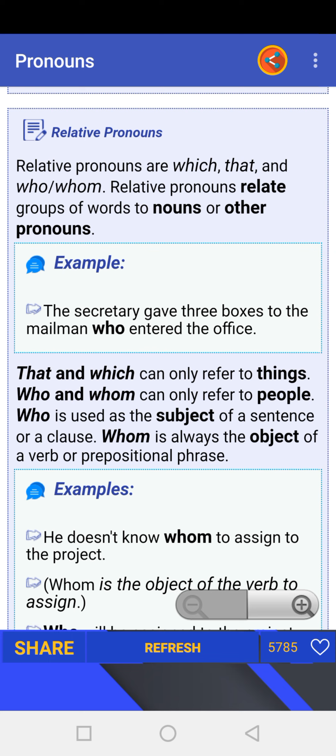Now, relative pronouns. Relative pronouns are which, that, who, whom. Let's repeat again: which, that, who, whom. Relative pronouns relate groups of words to nouns or other pronouns. So here relative pronouns connect a group of words to nouns or other pronouns. For example, the secretary gave three boxes to the mailman who entered the office.